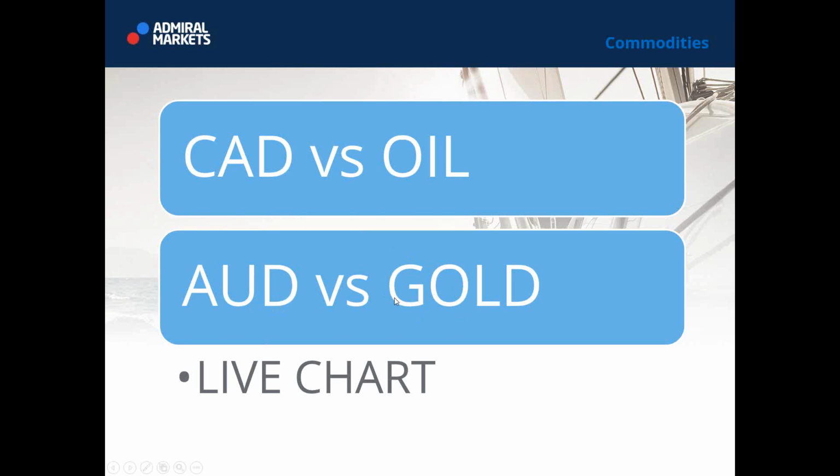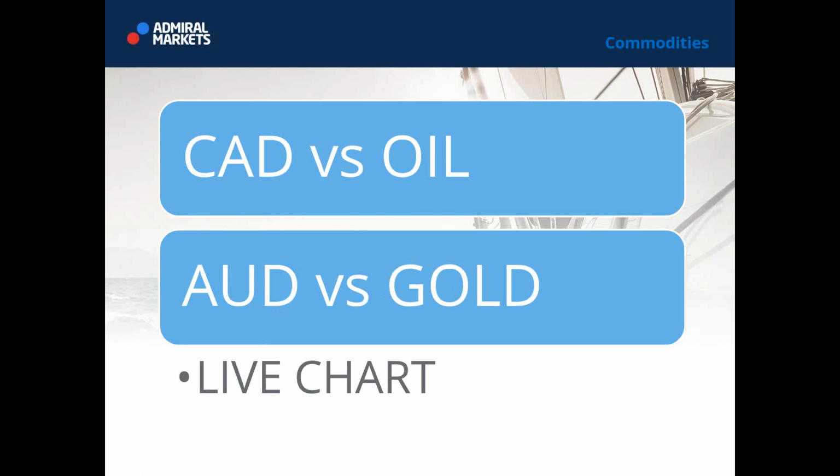Okay, don't forget that Australia is the largest exporter of gold. It's a major producer of gold and other commodities, including iron ore also. So the Australian dollar is a commodity currency.